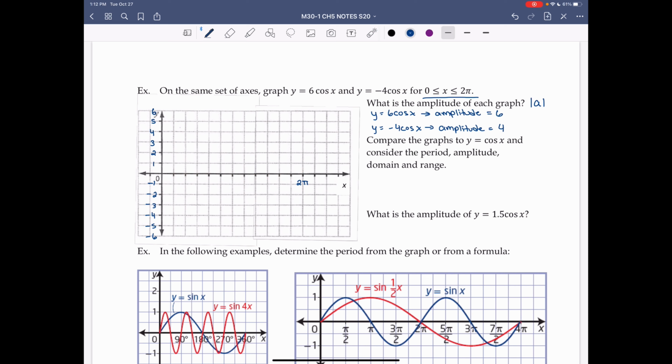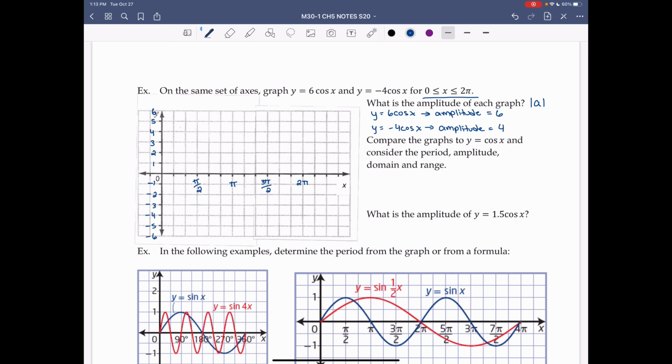If that's 2 pi, then 6 units would be pi. 1, 2, 3, 4, 5, 6. So this will be pi. And then halfway between 0 and pi would be pi over 2. And halfway between pi and 2 pi would be 3 pi over 2. Okay, so now I want to draw my graphs.